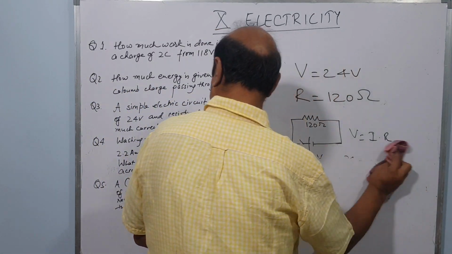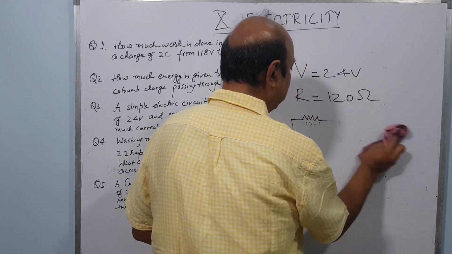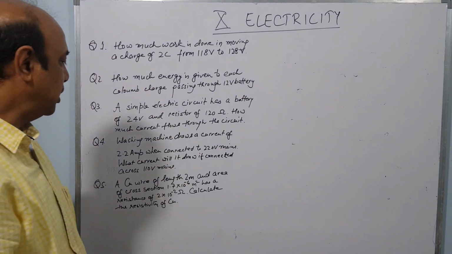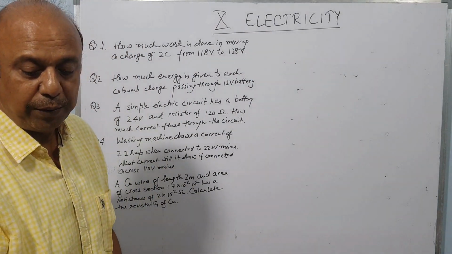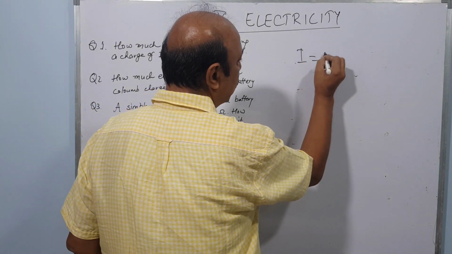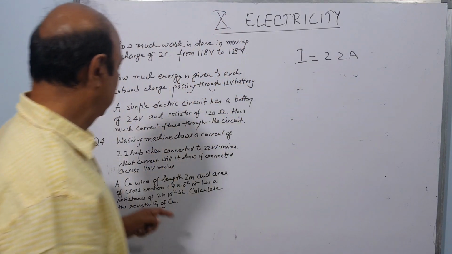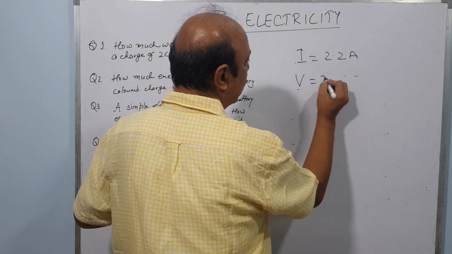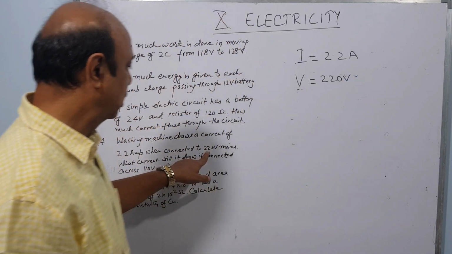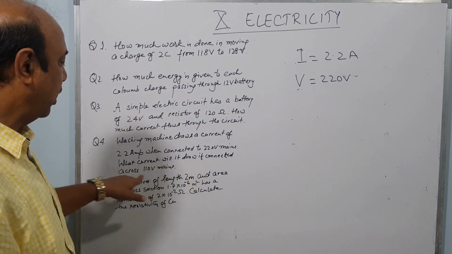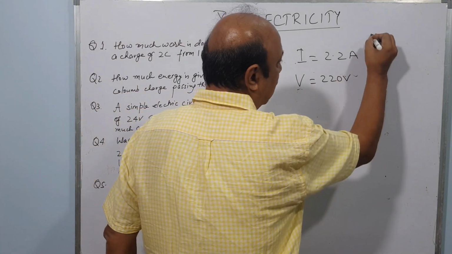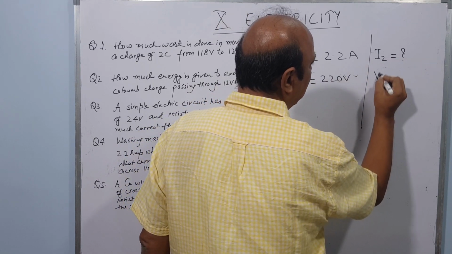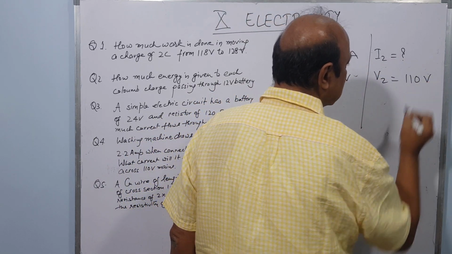Okay, next question is again a very simple question. Here, a washing machine draws a current of 2.2 ampere. That means current I is equal to 2.2 ampere when connected to 220 volts. V is equal to 220 volts. What current will it draw if connected to 110 volts? Now, this is I1, V1. We have to find I2 when V2 is equal to 110 volts.